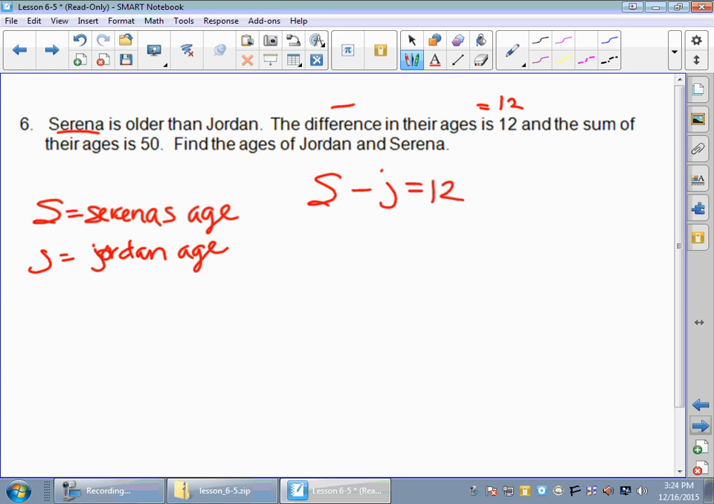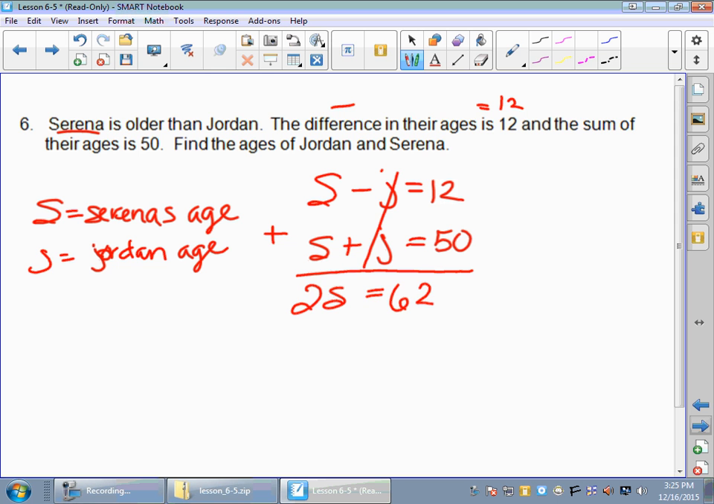The sum of their ages, S plus J, is equal to 50. This one's all set up to use strictly just elimination. I've got common coefficients. My J's are opposite signs. No need to adjust. You simply add the two equations. 2S, the J's cancel, is equal to 62. Divide by 2, both sides. S is equal to 31, which means Serena is 31.